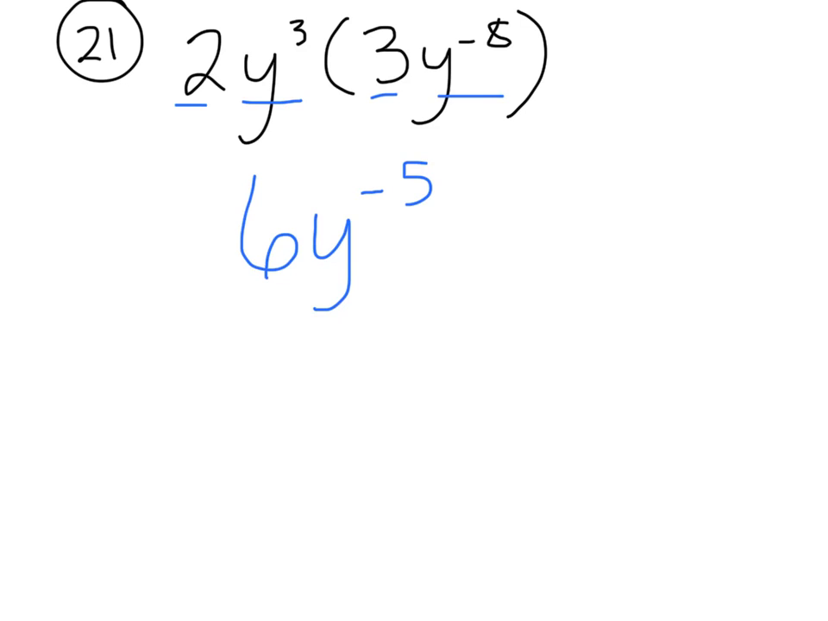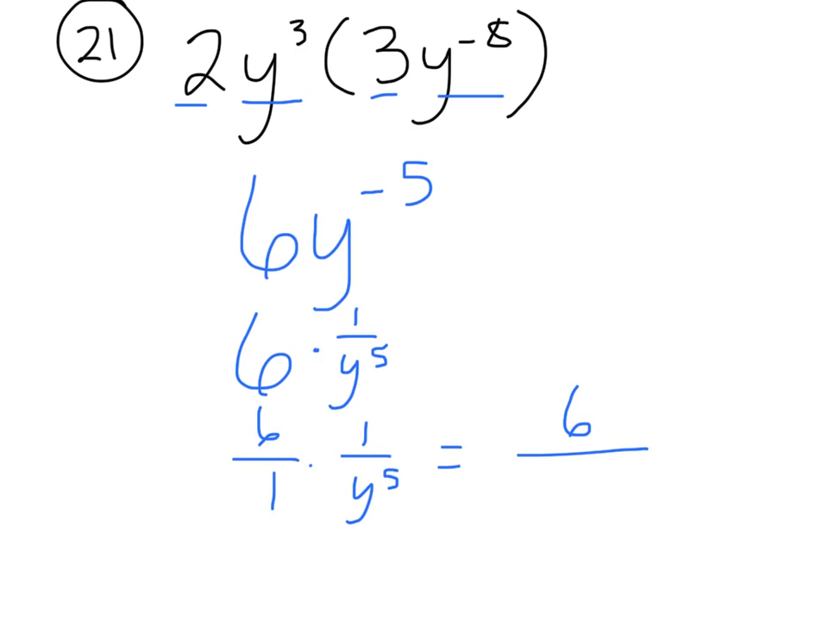But I can't leave a final answer with a negative exponent. So I say this is like 6 times 1 over y to the 5th, or 6 over 1 times 1 over y to the 5th. So my final answer is 6 over y to the 5th.